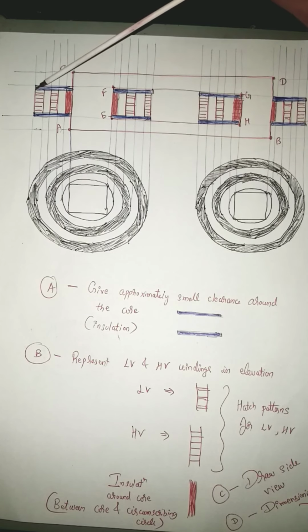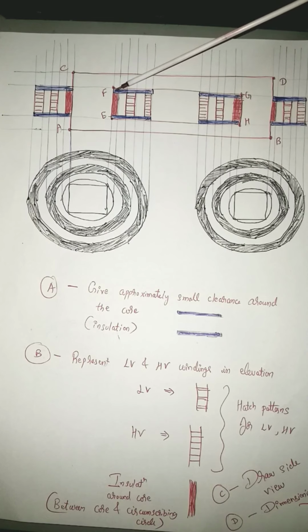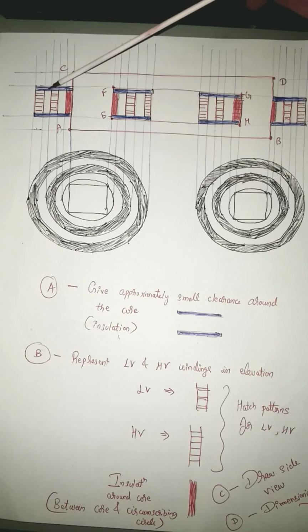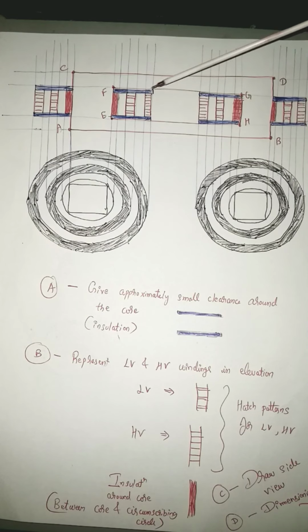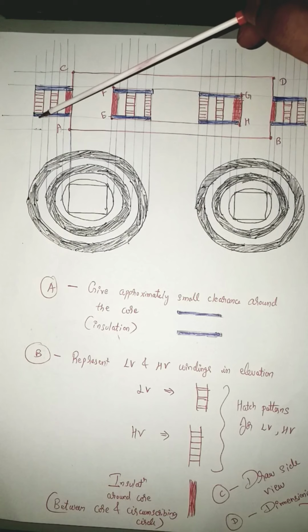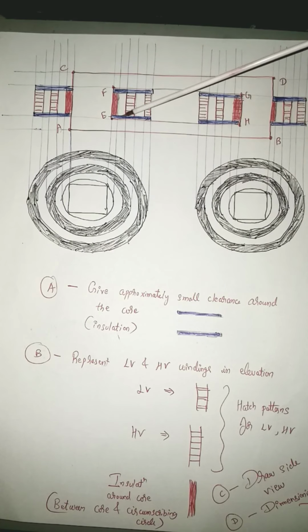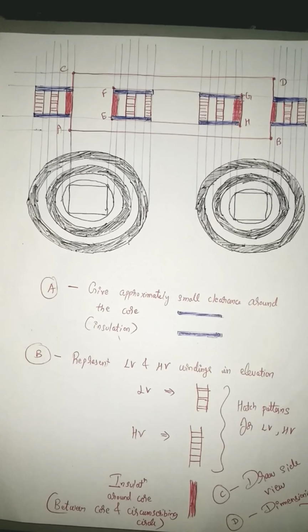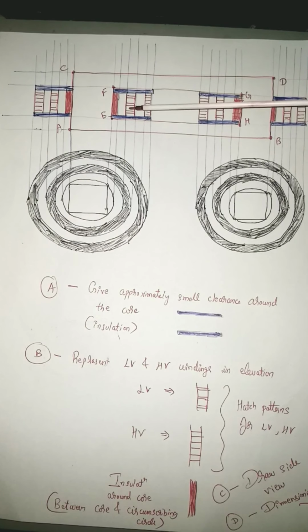Whatever blue lines you are seeing, the blue strips at the top and at the bottom, see here, this portion, this portion, this portion, and over here at the bottom, this portion, second one, third one, and fourth one. These are the clearances given for insulations. Once that is done, next draw dark lines to represent LV and HV.